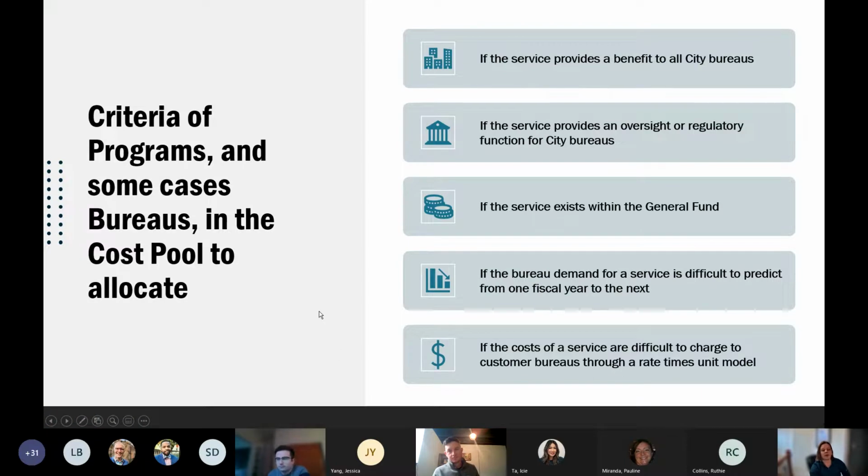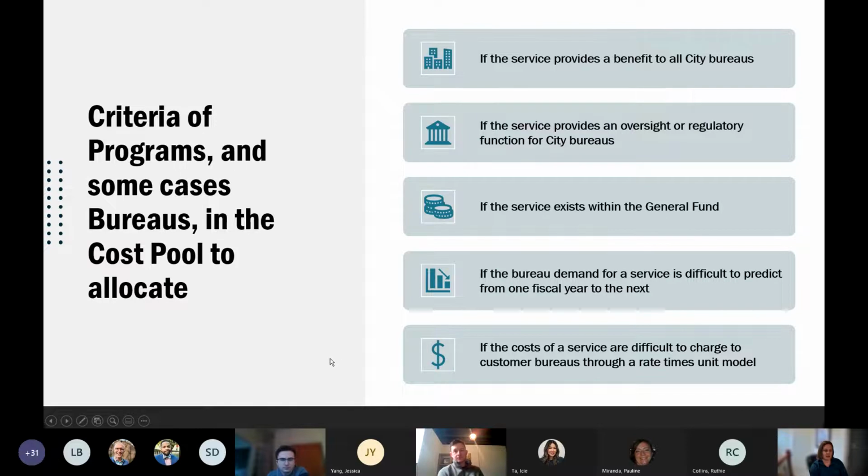If the service provides benefit to all city bureaus, if the service provides an oversight or regulatory function for city bureaus, if the service exists in the general fund, if the bureau demand for service is difficult to predict from one fiscal year to the next, and if the cost of the services are difficult to charge through a rate times unit model. So this is all basically pulled from city financial policy. It is not all inclusive. So it is not to say that a program in the cost pool must check all of these boxes.